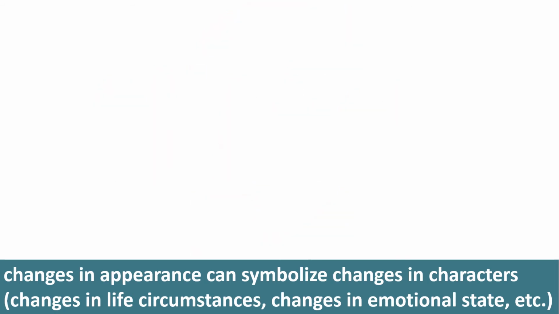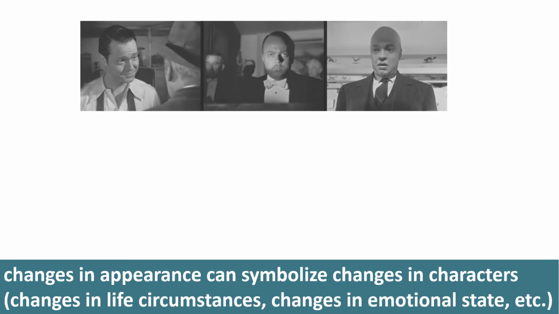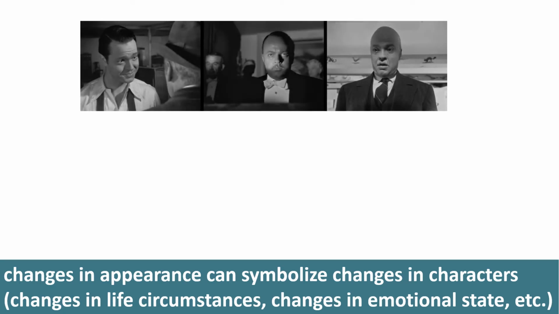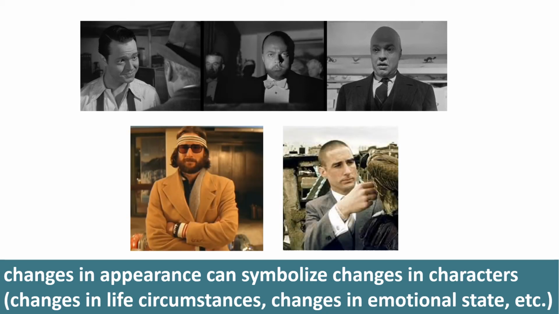This can be a relatively routine change, such as showing the process of the character aging through the years as in Citizen Kane, or it can be something more profound, such as using Richie's change of appearance in the Royal Tenenbaums to symbolize the emotional catharsis that he experiences and the new approach to living his life that he embraces after surviving a suicide attempt.